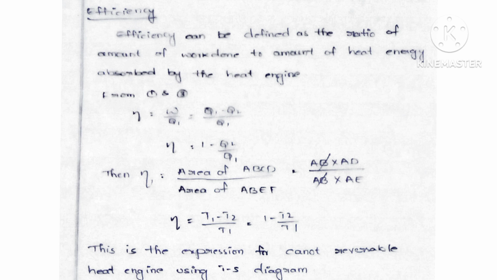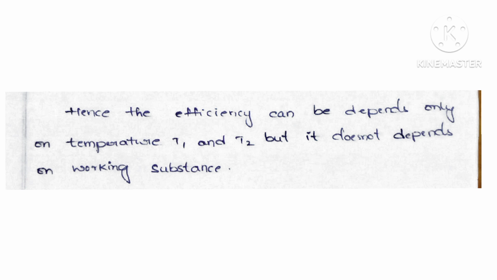Then eta is equal to the area of ABCD by the area of ABEF, that is equal to AB into AD by AB into AE. Then eta is equal to T1 minus T2 by T1, that is equal to 1 minus T2 by T1. This is the expression for the Carnot reversible heat engine using the TS diagram. The efficiency depends only on temperatures T1 and T2, but it does not depend on the working substance.